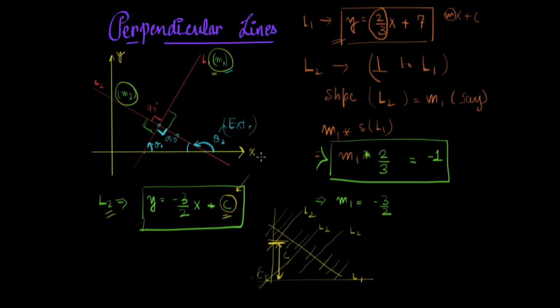But the important point here is to remind yourself that if two lines are perpendicular to each other, then the slopes multiply in this fashion, that m1 m2 turns out to be negative 1.